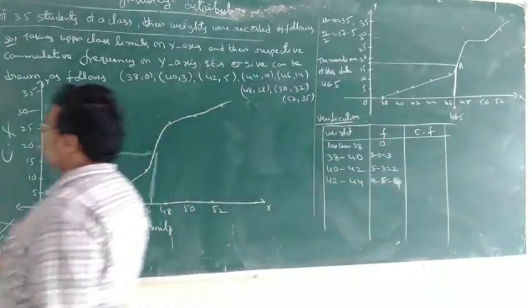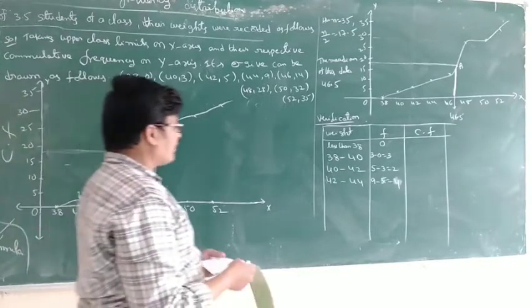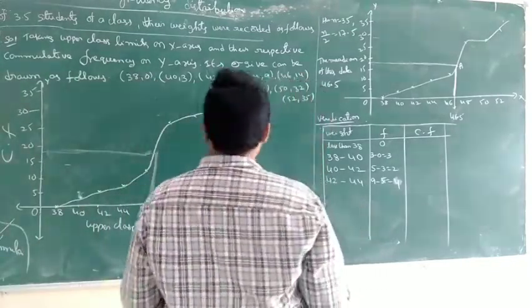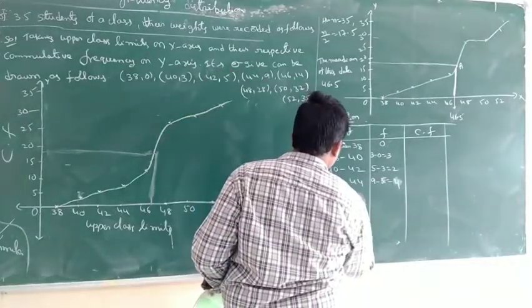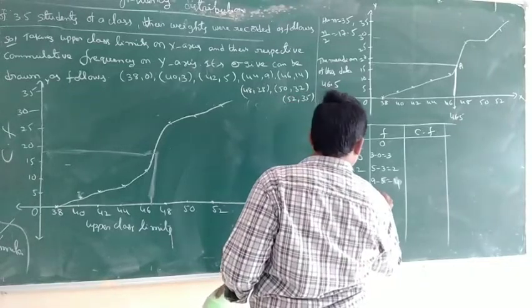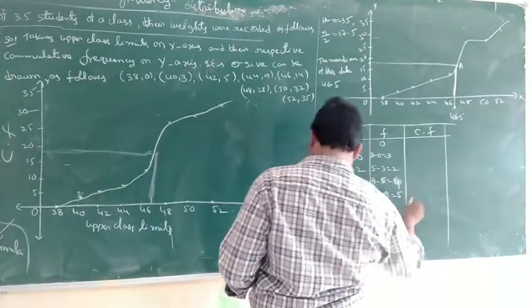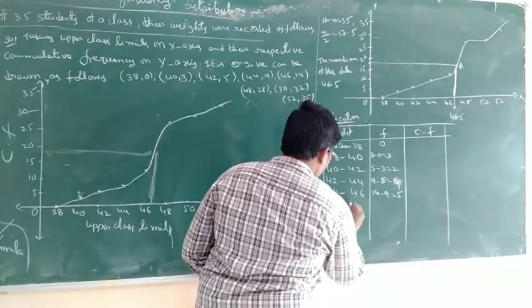First of all, less than 38, 0. Less than 40 means 3 minus 0, less than 42 means 5 minus 3, less than 44 means 9 minus 5, less than 46, and 44 to 46 means 14 minus 9 is equal to 5. Next, 46 to 48.